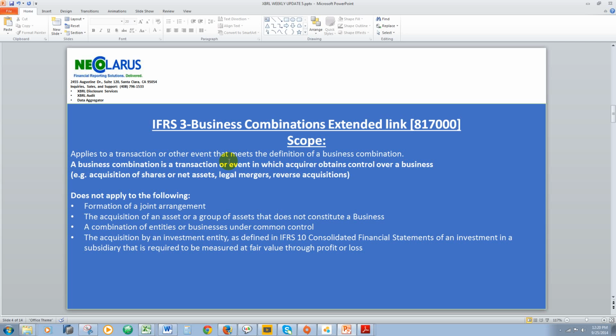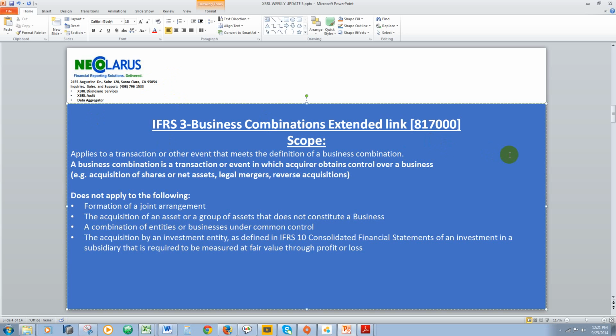An investor controls an investee when the investor is exposed or has the rights to variable returns from its involvement with the investee, and has the ability to affect those returns through its power over the investee. So there are two components over here. The first component is the right of the investor to the variable returns of the investee, and the second component is the power of the investor to affect those returns. These are the two important components of control.